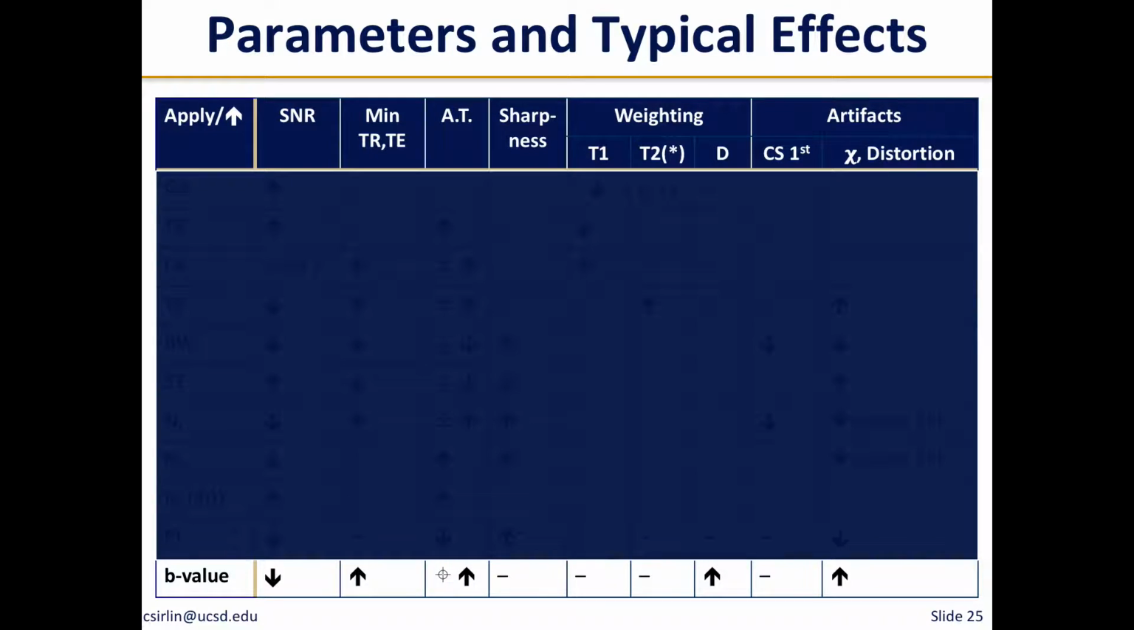B value affects the diffusion, and if you increase the B value, your signal to noise goes down, and we'll go over that again. Your minimum TE goes up, and in the next lecture we'll explain why. Your TR therefore might go up. Your acquisition time therefore might go up. And another thing that happens when you apply a B value is you get more diffusion weighting, but you also get potentially more distortion.